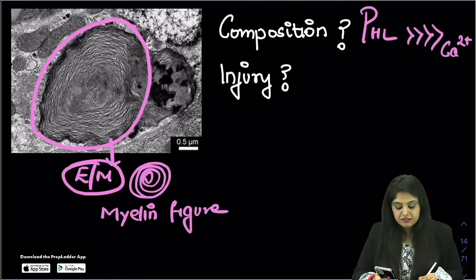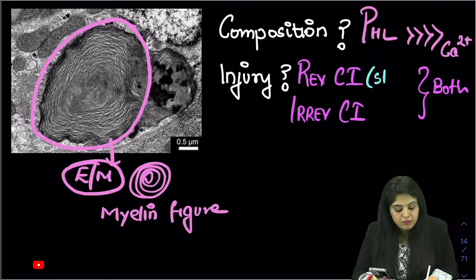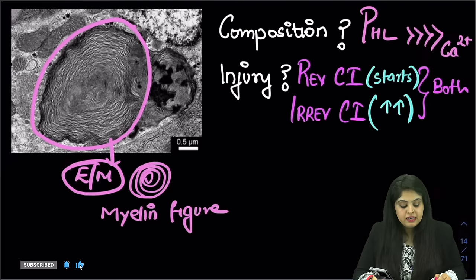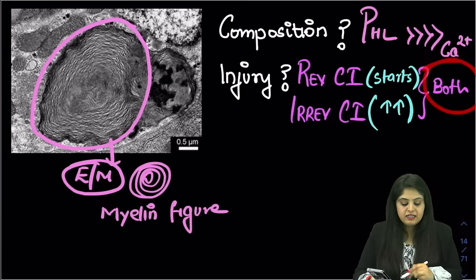Next, they will ask you which injury. Again, a confusion out here. Is it in reversible cell injury or irreversible cell injury or both? Of course, your answer again becomes both. What's the difference? It starts forming in reversible cell injury and increases in irreversible cell injury, which means what, guys? Reversible may, for example, have five myelin figures. Irreversible may have 50. Just a random number I'm telling you, okay? So you will have myelin figures in both. So your best answer will always be both.